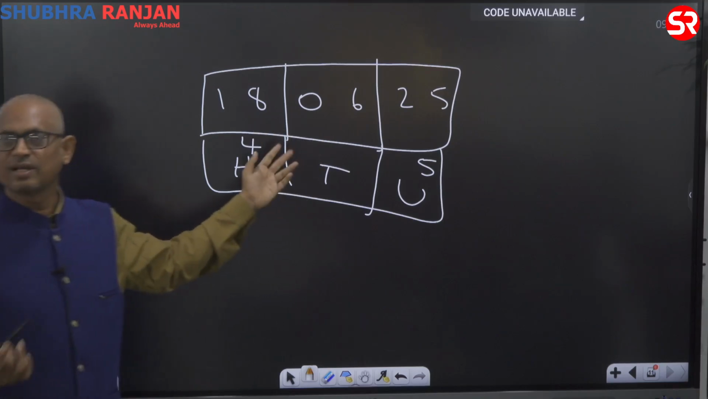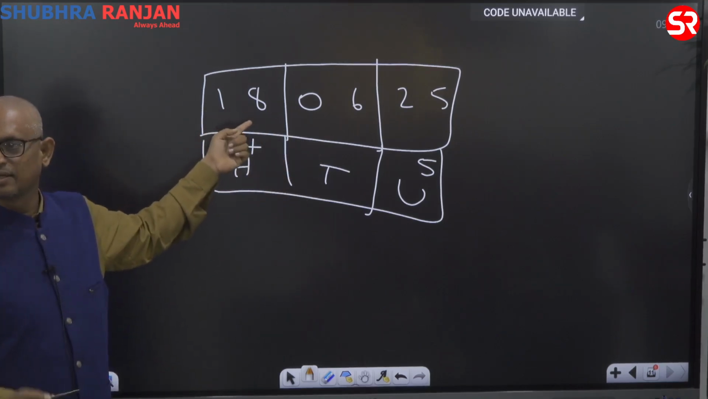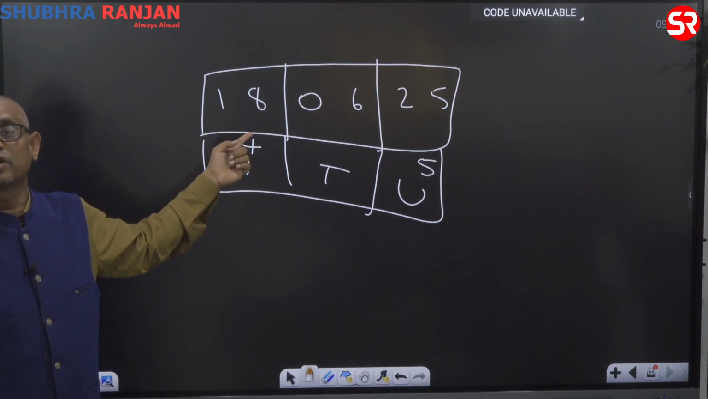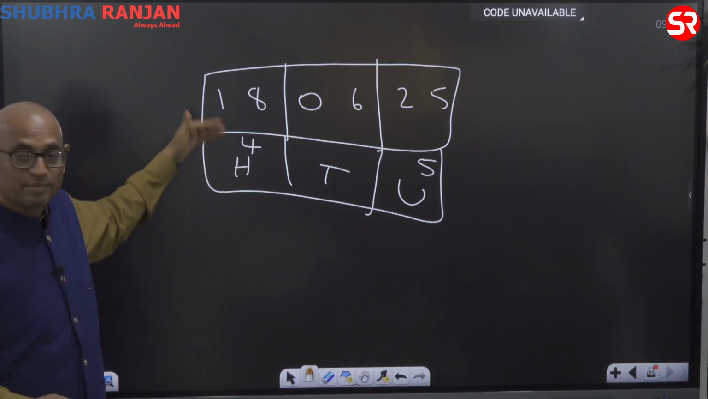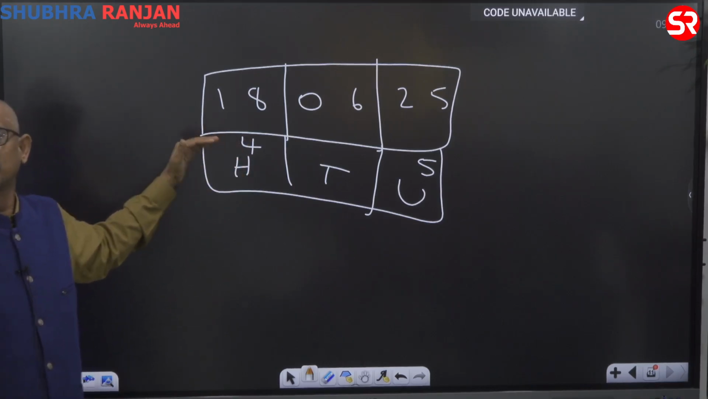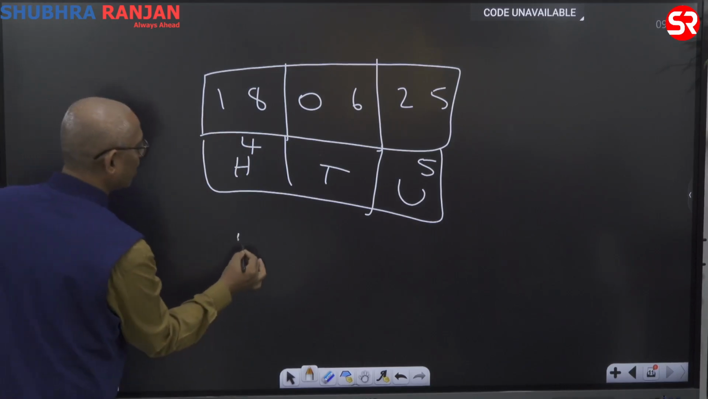What is 40 square? 1600. So it is 1800. The clue we know is 45 square. What is 45 square? 2025. Definitely it lies between 40 and 45 only. Just cross check where it lies, that's all. 42 square or 43 square.